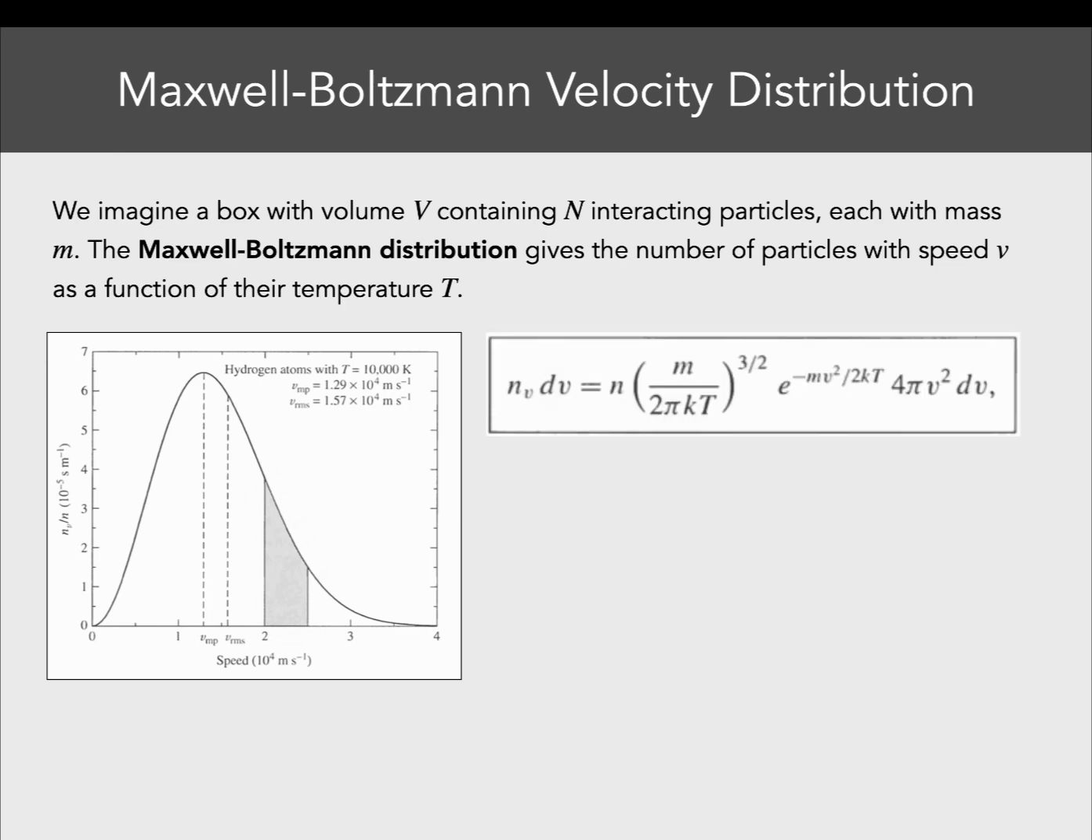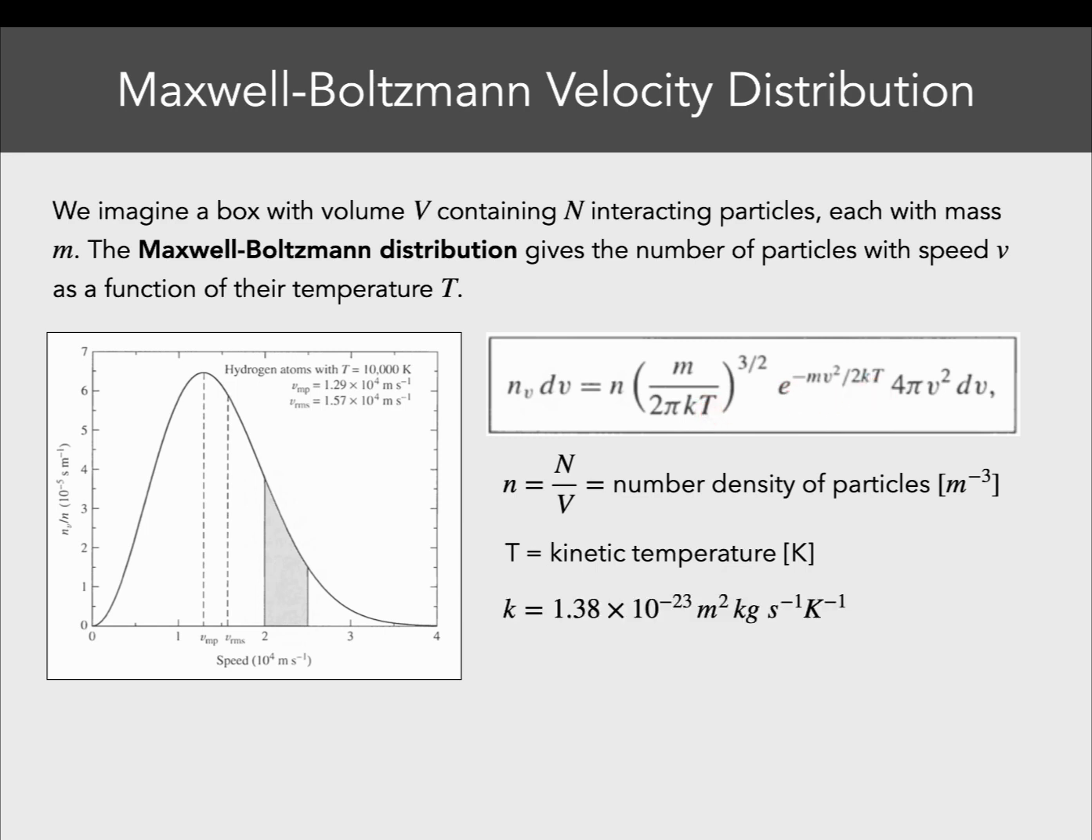So here's our graph again, and here is the formula describing this distribution function. This little n is the number density of particles, so that's the number per unit volume in the sample. T is the kinetic temperature, and it shows up in this exponential term and also in this coefficient out in front. k again is the Boltzmann constant.